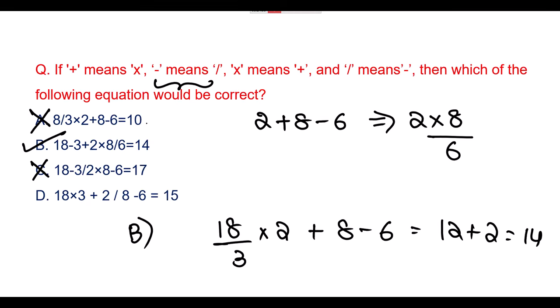Why A and C are eliminated: I am not getting an integer when I divide. Here also you can give it a try: 2 into 8 divided by 6. This won't give an integer, and I want an integer on the right side. Since the integer is available, that's what you need to play the game.